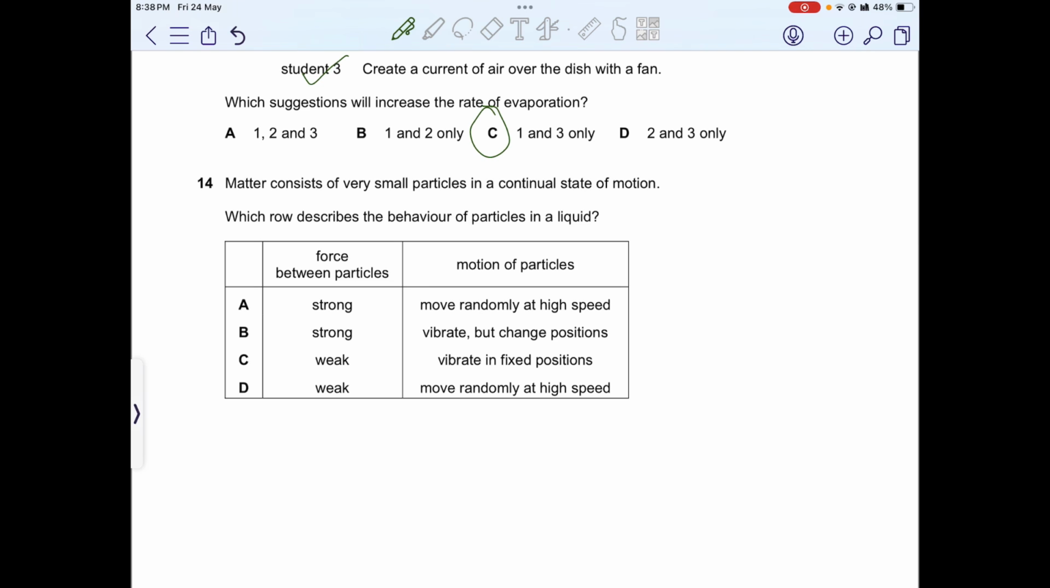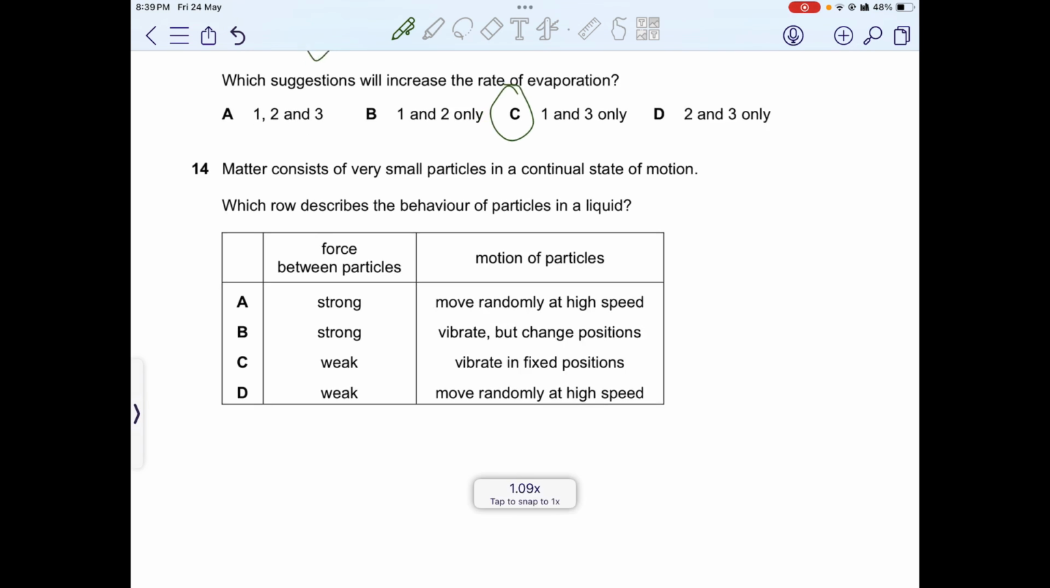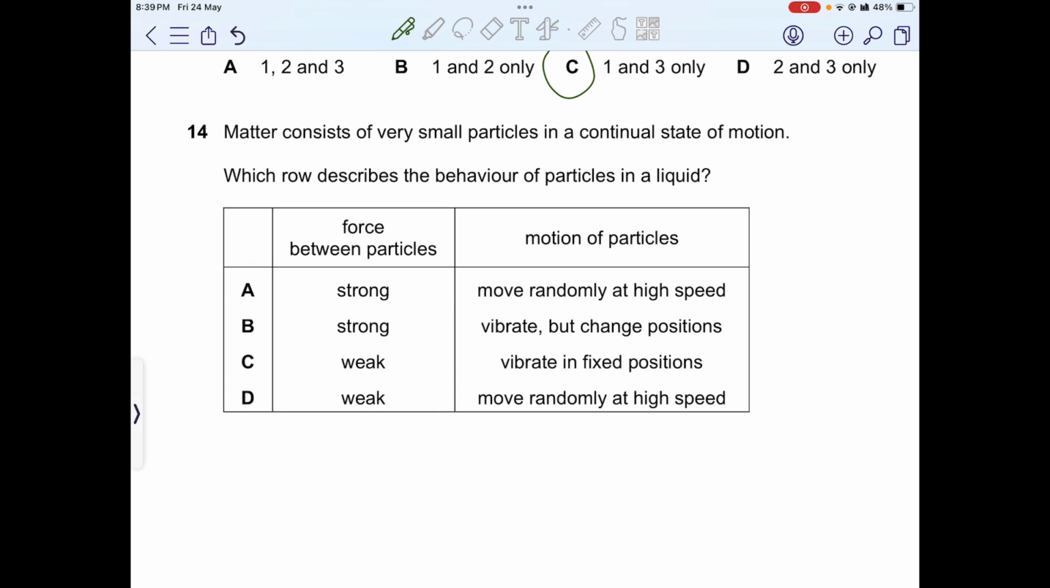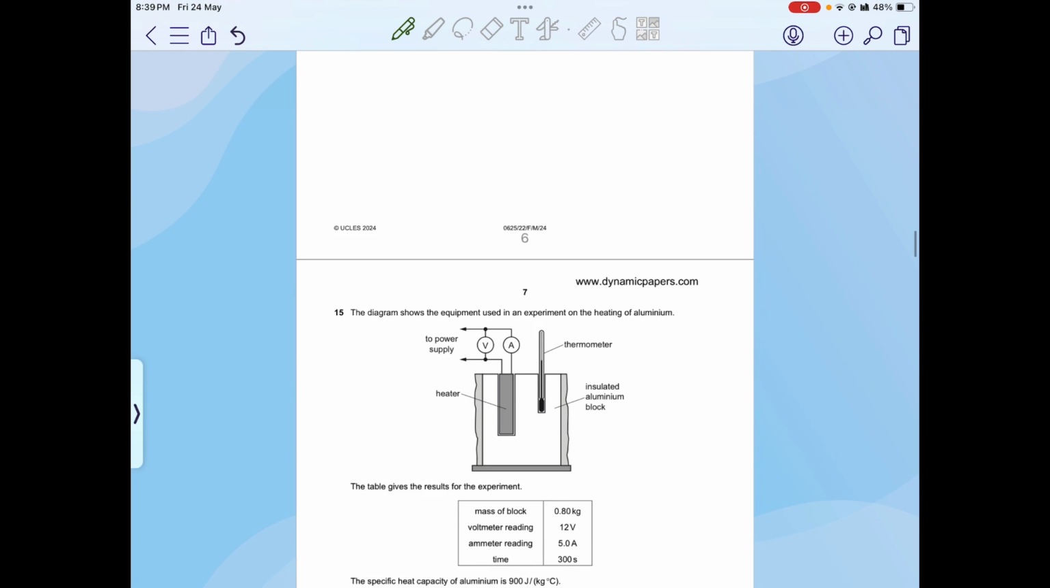Matter consists of very small particles in a continuous state of motion. Which law describes the behavior of particles in a liquid? Now, liquid particles do not move randomly at high speed. So A is wrong, and D is wrong. They don't vibrate in fixed positions, that's in solids, but they vibrate and change positions, that's in liquids.